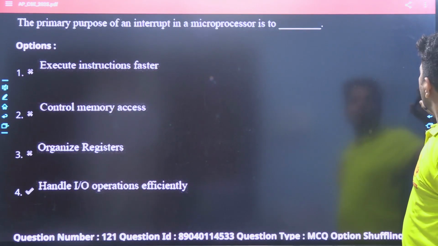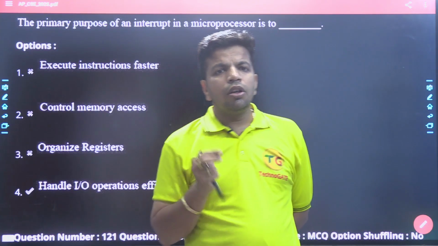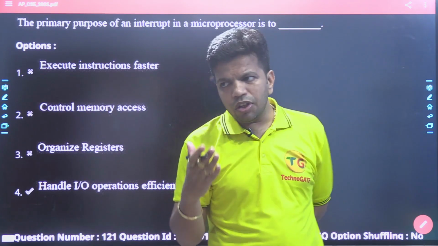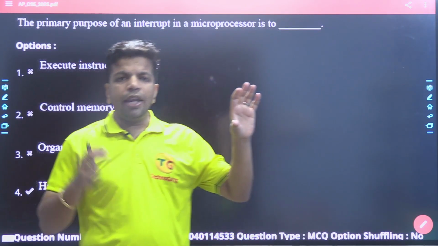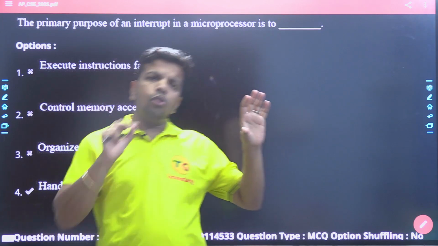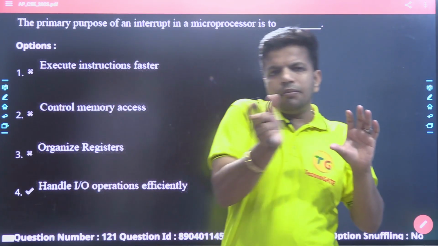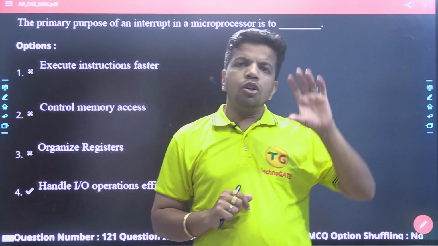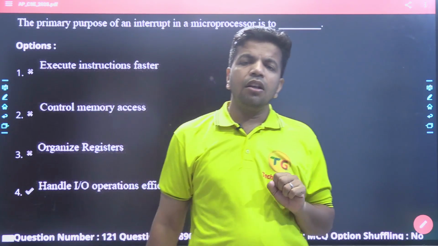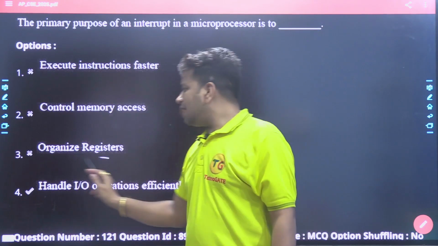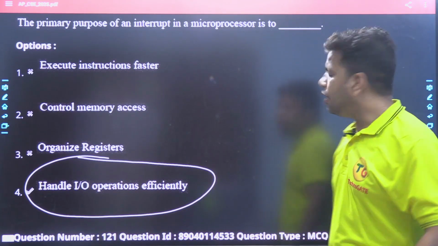The primary purpose of interrupt in a microprocessor is, what exactly does the interrupt perform? We can say that interrupt is simply used to handle the IO operation efficiently. The CPU is doing its own work. Whenever an input device sends some instruction for execution, your CPU takes that instruction as an interrupt on the current execution. So interrupt is simply used to handle IO operations efficiently. So that would be the point.